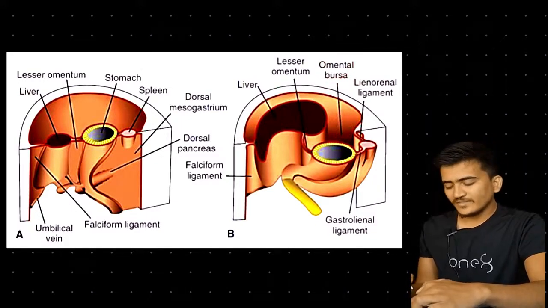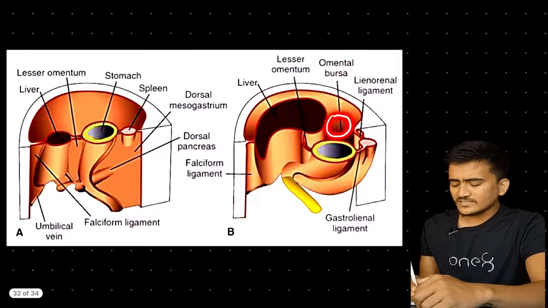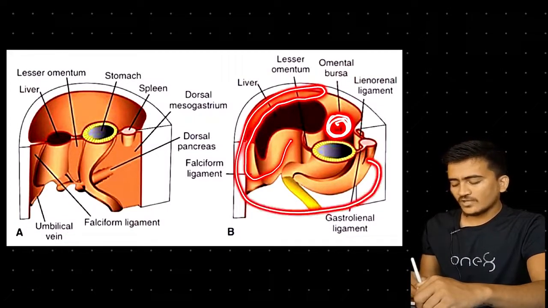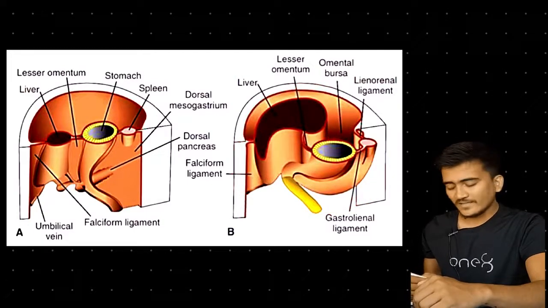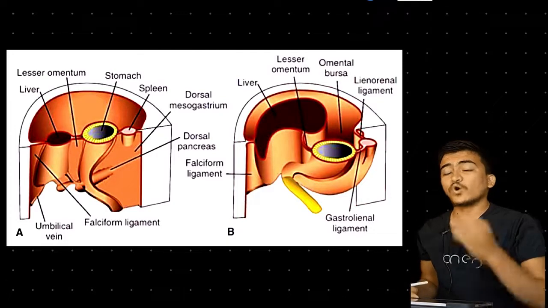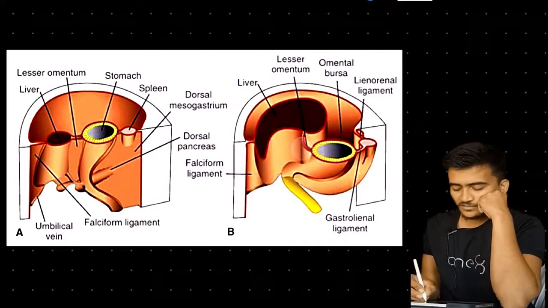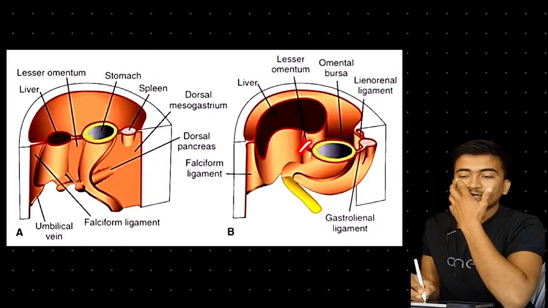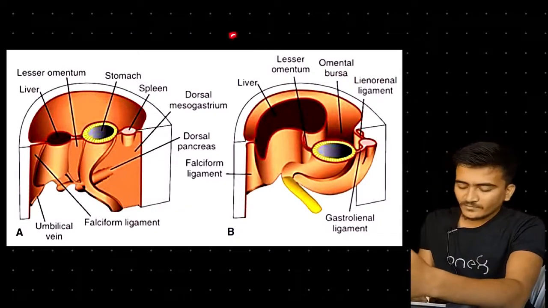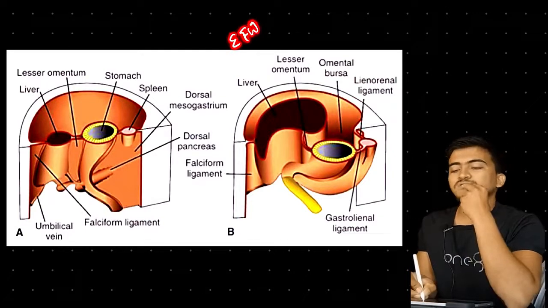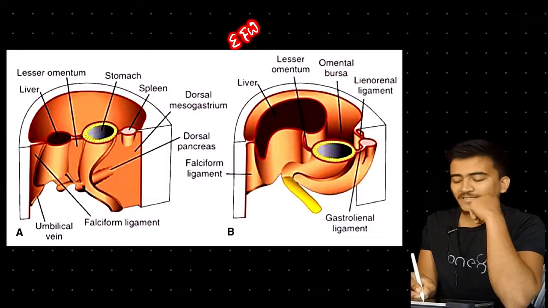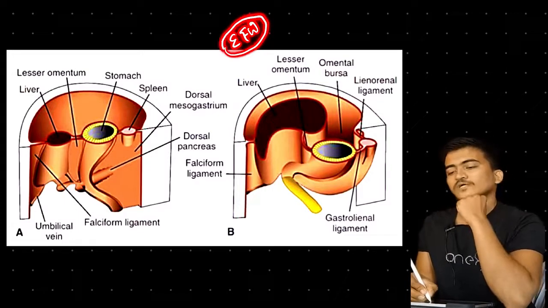Okay, now since this is the lesser sac or omental bursa, and all other structures are the greater sac, there might be a communication between the lesser sac and the greater sac. Now what is that communication called? Here is one communication, and it is called the Epiploic Foramen of Winslow. This is the foramen, or the communication, between the greater sac and the lesser sac.